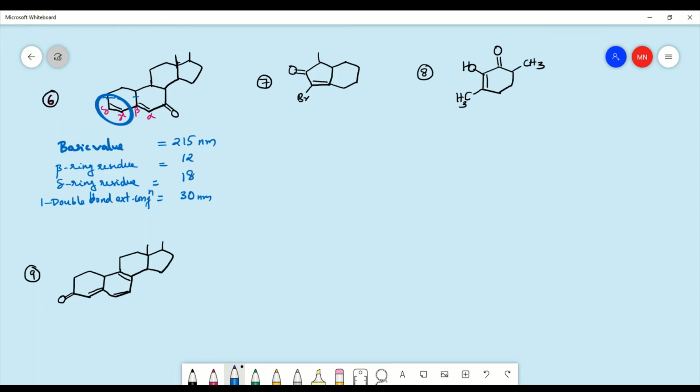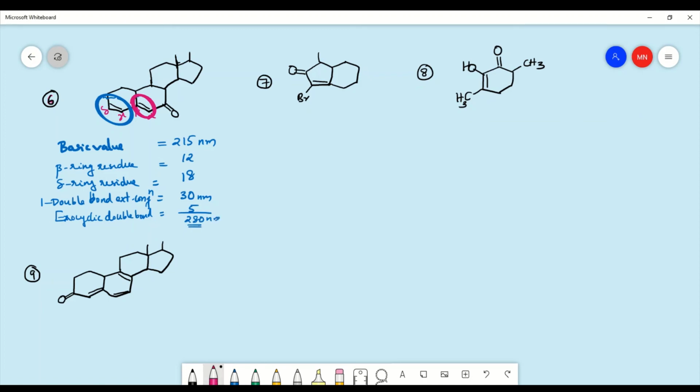Now look for exocyclic double bond. If you are looking here, this double bond is exocyclic to this ring. There are no other exocyclic double bonds, only one. So exocyclic double bonds 1, so you have to add 5 nanometer. So altogether, if you are adding, the value will be 280 nanometer in ethanol solvent.